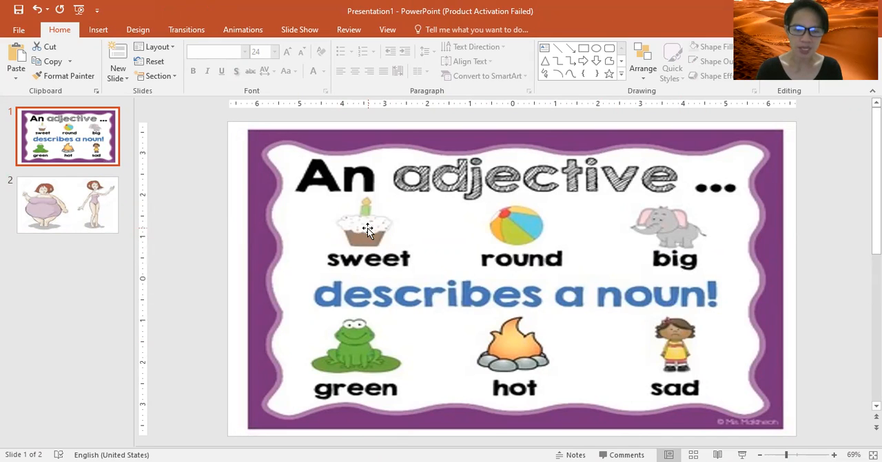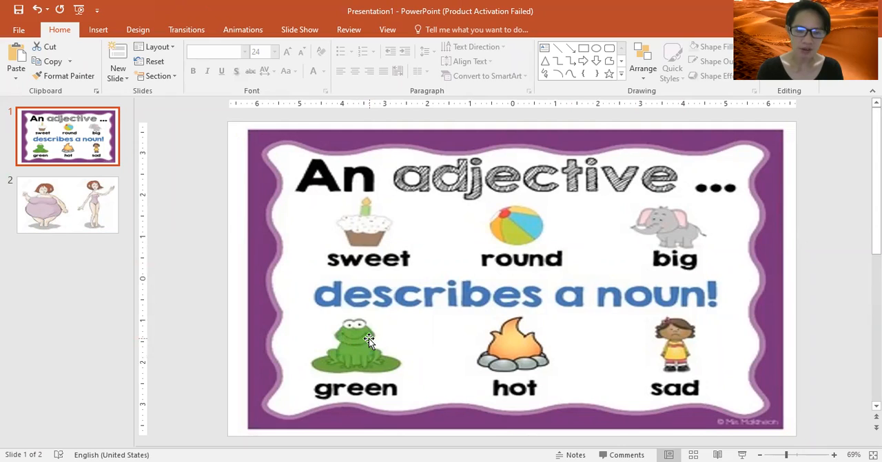Okay, so number one is cake. This one is cake. The word is sweet, sweet cake. The word sweet describes the cake. So the sweet is an adjective. Next, what object is this? Ball. Okay, what word is this? Round. Round ball. The word round describes the ball. The next object is elephant. Elephant is an animal. Okay, the word here is big, big elephant. The word big describes the elephant. Okay, so big is an adjective.